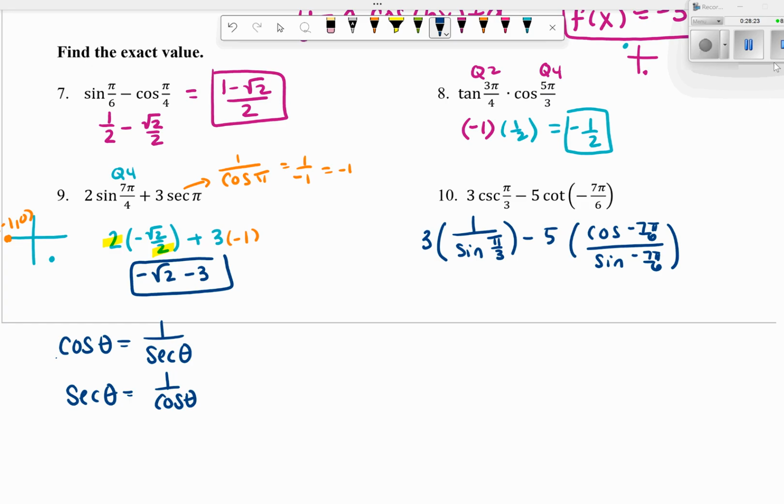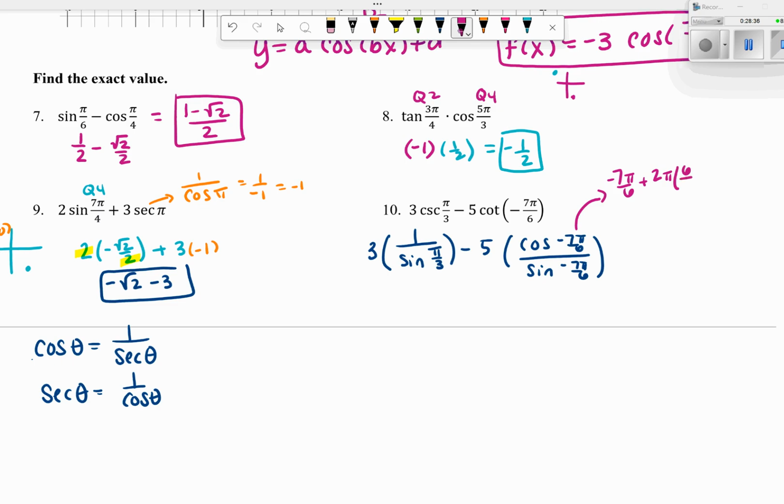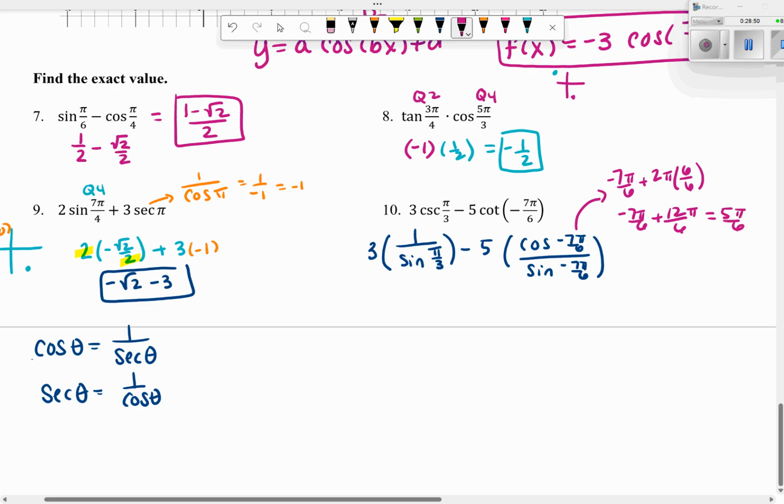And then I would want to figure out, well, where is -7 pi over 6? So to find -7 pi over 6, you can add 2 pi to that. So -7 pi over 6 plus 2 pi, get a common denominator by multiplying this by 6 over 6. So -7 pi over 6 plus 12 pi over 6, which gives me 5 pi over 6. So that's what it's coterminal with. Where is 5 pi over 6? It's right here in my unit circle.